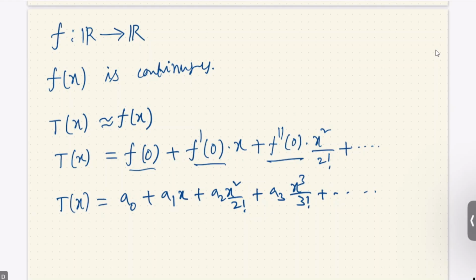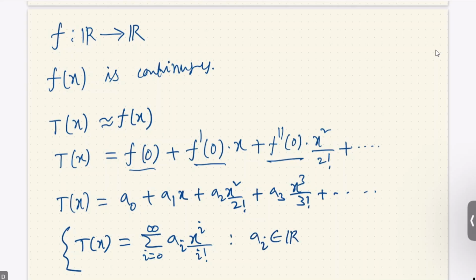And if I collect all those classes of functions, all those t of x of the above form, let me write t of x as summation i equals 0 to infinity of ai x to the i by i factorial. That's fine, right? Such that all the a's belong to the real numbers. That is a class of functions.